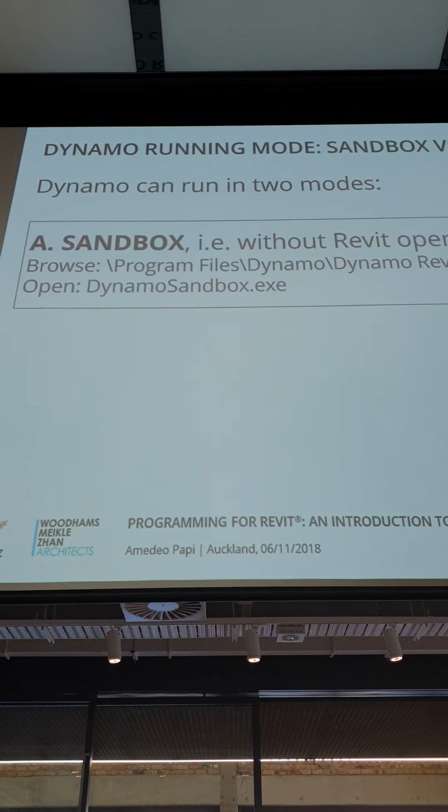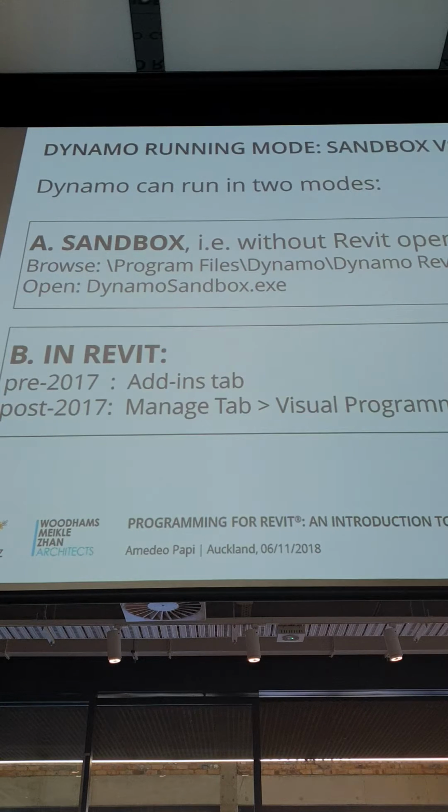Dynamo can run in two modes. The first one is sandbox, so without Revit open, or directly in Revit. And you will find the Dynamo icon in the Add-ins tab for all the pre-2017 Revit versions, and in the Manage tab, Visual Programming, in post-2017.